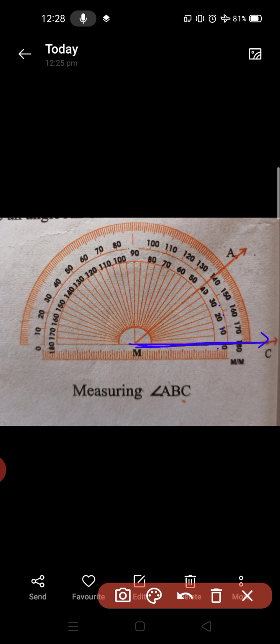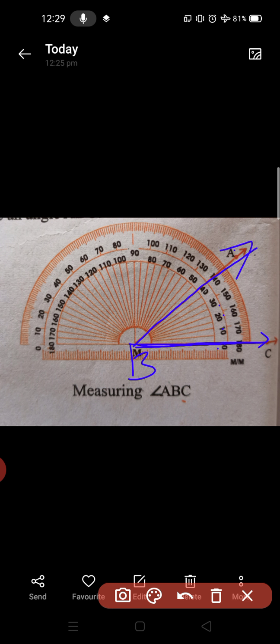So read the scale which has the 0 mark coincide with the straight edge. Next, the mark shown by BA. Where is BA? This is B and this is A in the angle. So BA on the curved edge gives the degree measure of the angle. Where is it? This coincides at exactly 40 degrees.